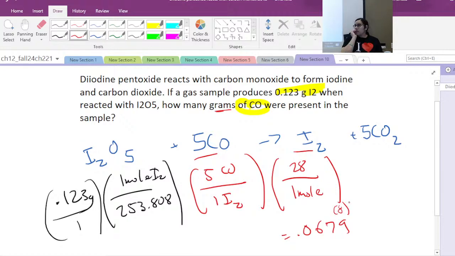All right, questions on that one? So I think the balanced equation was probably the hardest part of that one. Just trying to piece that out. Just grams, because it's just asking for grams of CO present.